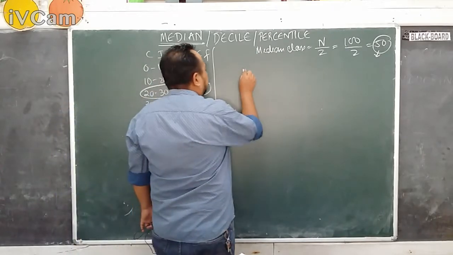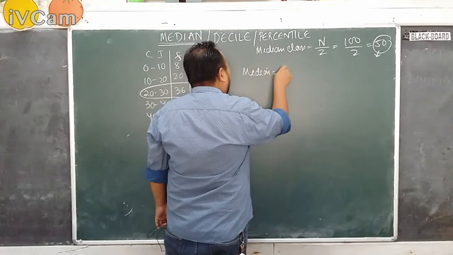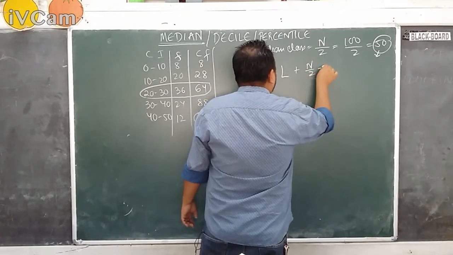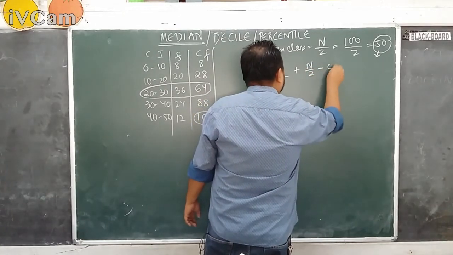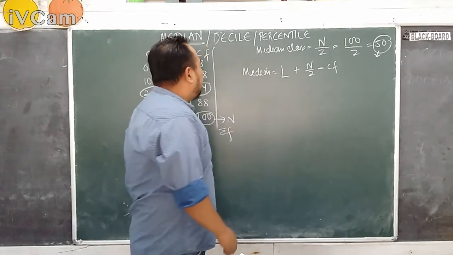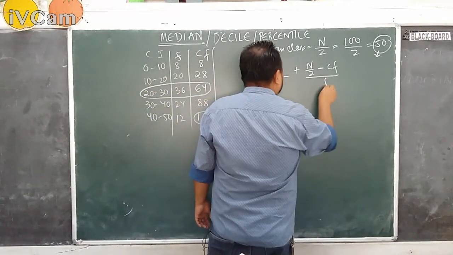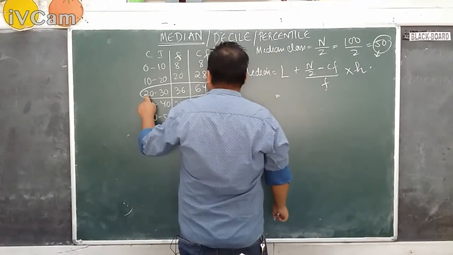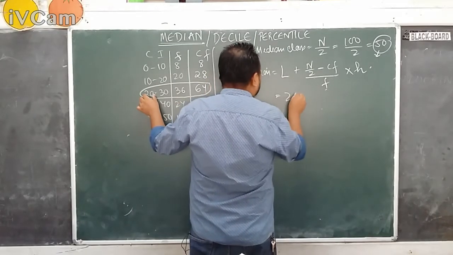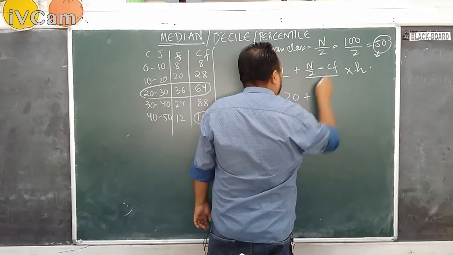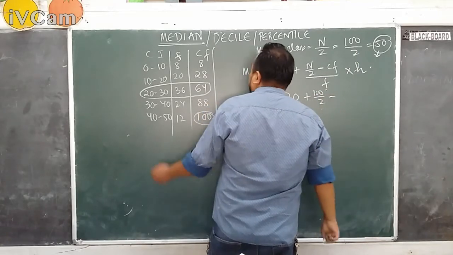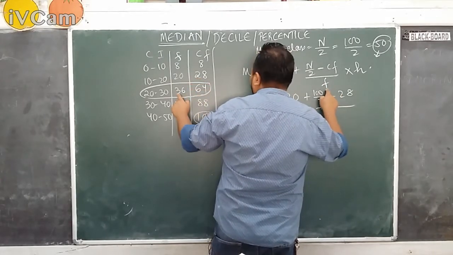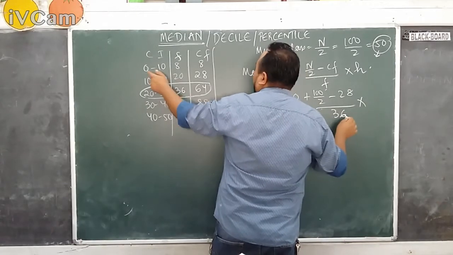So let me write down the formula. Median equals L, the lower limit of the median class, that is 20, plus N by 2 minus CF, that means the cumulative frequency preceding the median class, divided by the frequency of the median class, into the class length. So L is the lower limit of the median class. That is 20 plus N by 2, 100 by 2, minus CF above the median class, that is 28, divided by the frequency of the median class, that is 36, into the class length, 10.